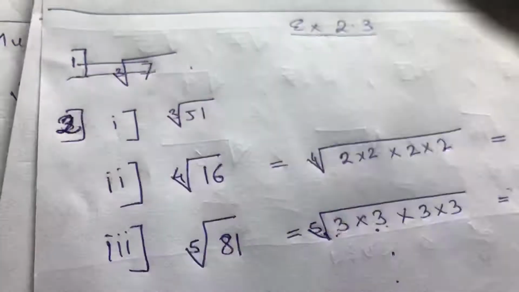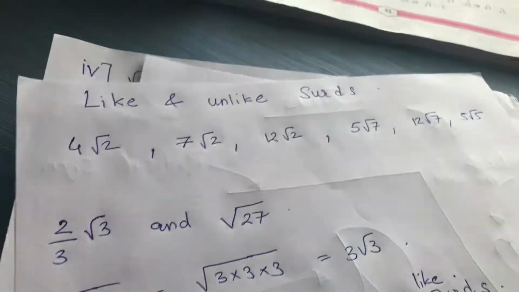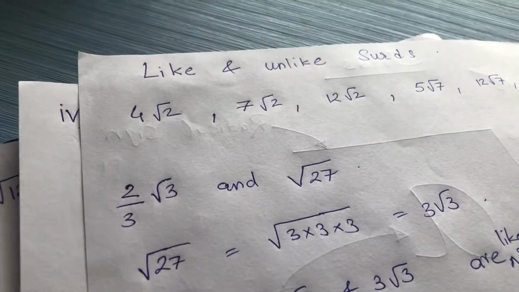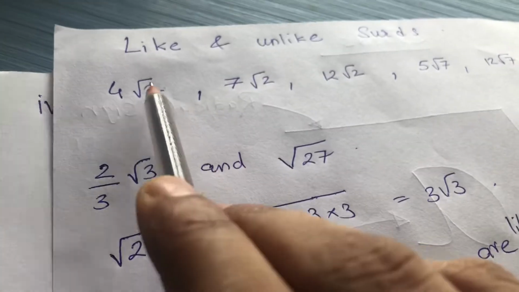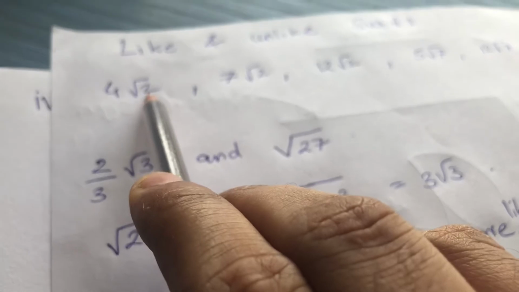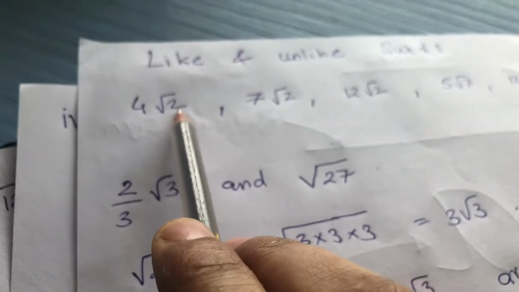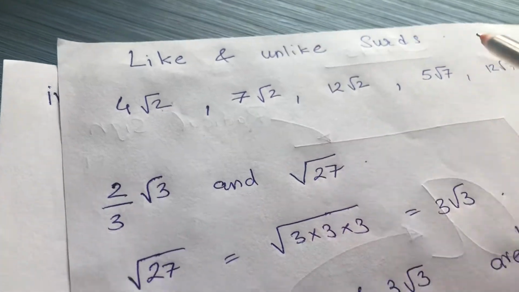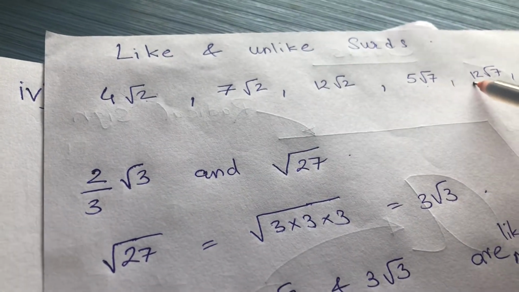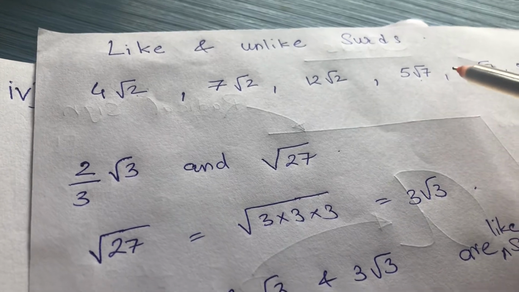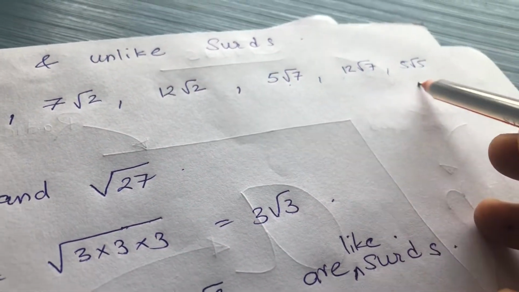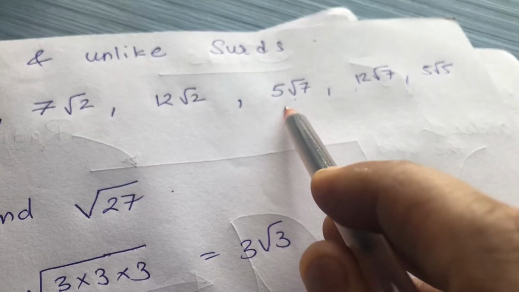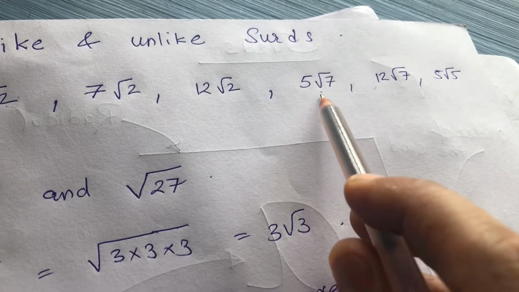Hope everybody has understood. Now let's move to like and unlike surds. Like surds means the surd part, the radicand, is the same, okay. So here 4 root 2, 7 root 2, 12 root 2, these are like surds. 5 root 7 and 12 root 7 are both like surds, but 12 root 7 and 5 root 5 are unlike surds. 12 root 2 and 5 root 7 are also unlike surds.